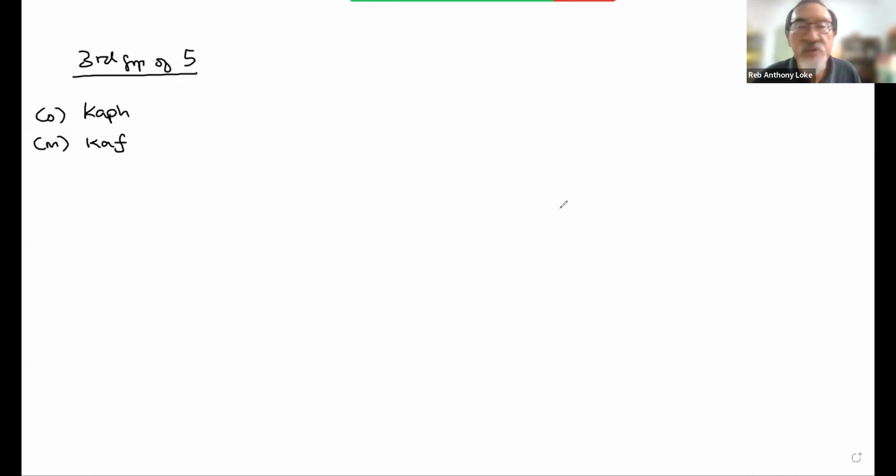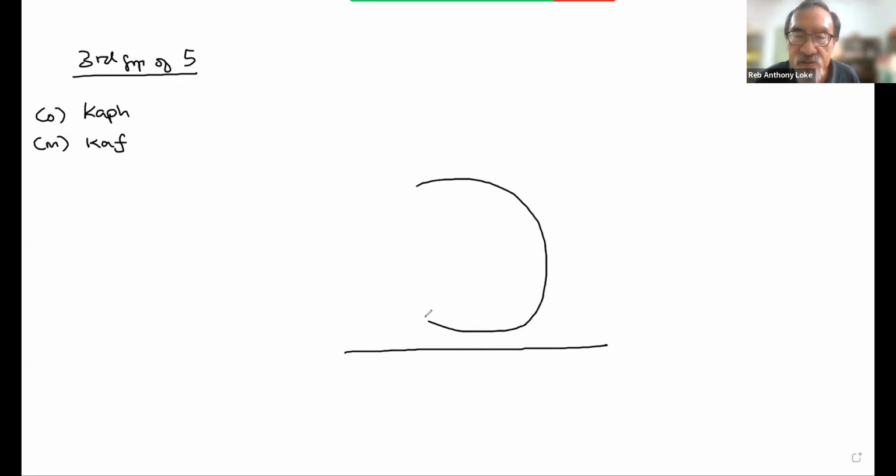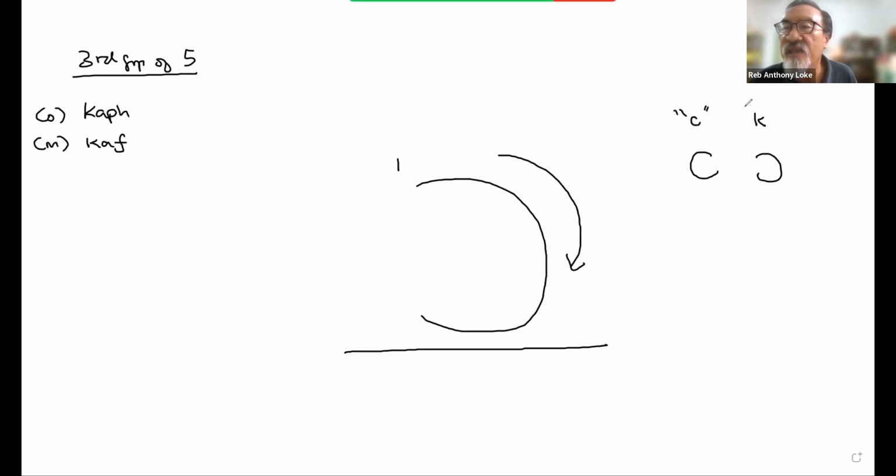And it's written with just one stroke. It is like a C that is reversed. Just one stroke. Okay, C, we write like that. This is our C in English. You reverse it, and this is the K in Hebrew.